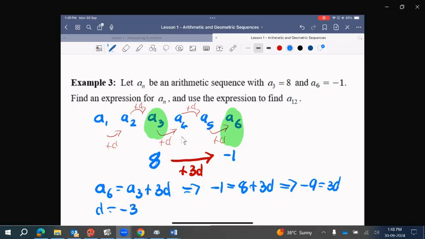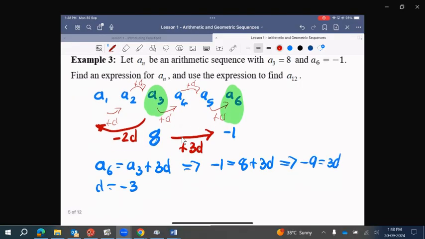How many lots of D do we have to subtract to get from 3 back down to the first term? If we move backwards through the sequence, how many D will take us this way? That's -2D, isn't it? To go from 3 back to the first term. What's the first term going to be? 14. How do we calculate that?